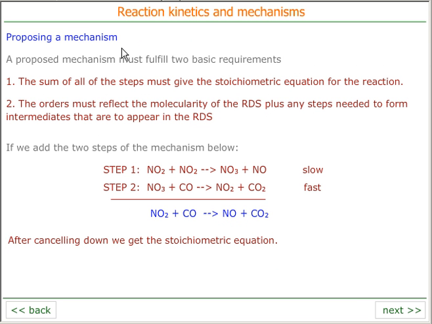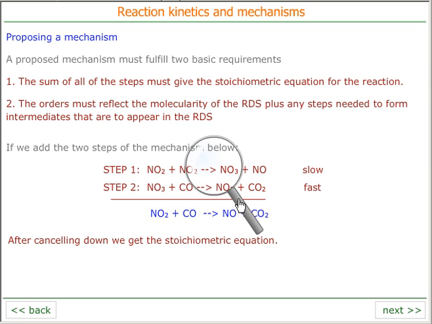So when we propose a mechanism, we must take two ideas. We must look at the orders of the reaction, and we must try to make sure that those particles are then found in the rate determining step or are needed to make an intermediate that appears in a rate determining step. The other thing that must be fulfilled is that the sum of all the steps must give the stoichiometric equation for the reaction.